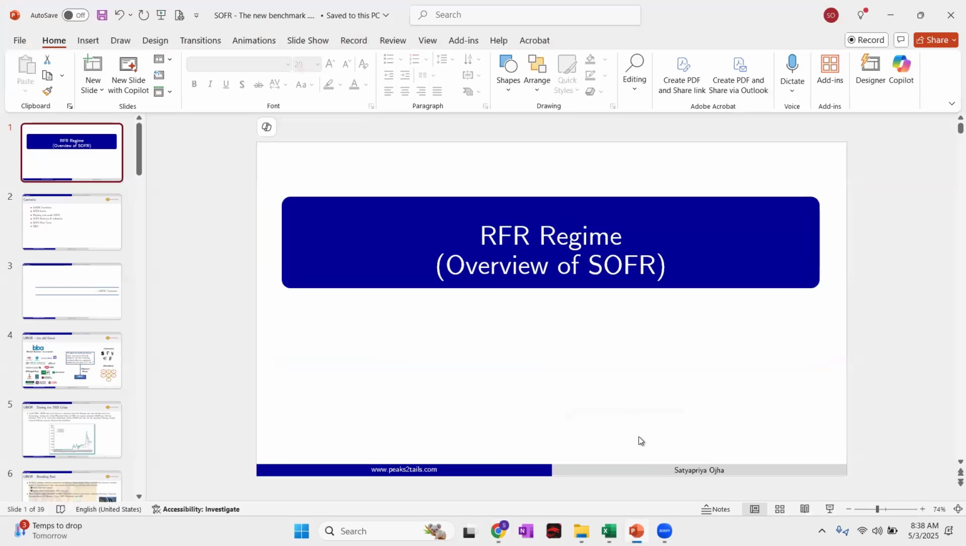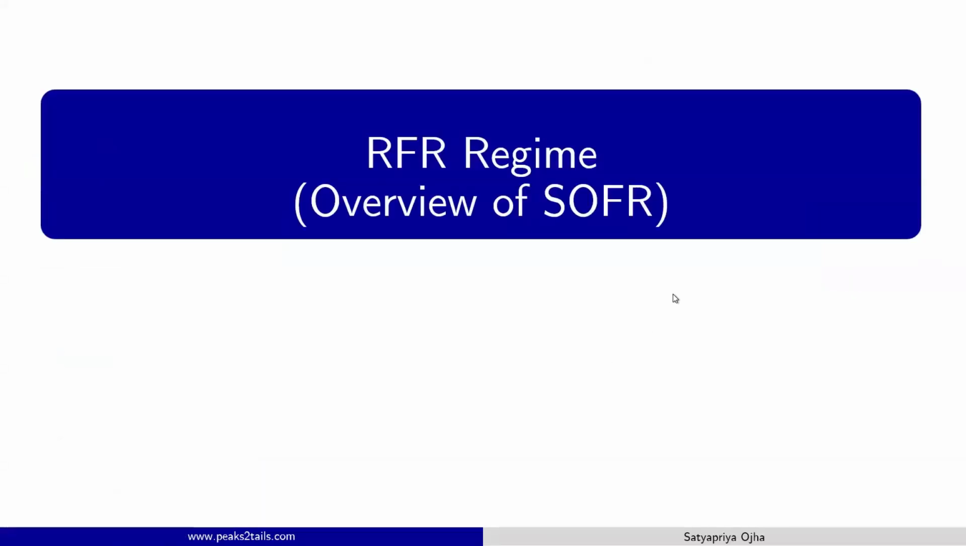Okay, so back to SOFR. What is the main objective of this particular webinar? I would say there are two main objectives. First and foremost, it is an informative session on this new interest rate benchmark that we have, which is called RFR or ARR. RFR is risk-free rate. ARR is alternative reference rate.